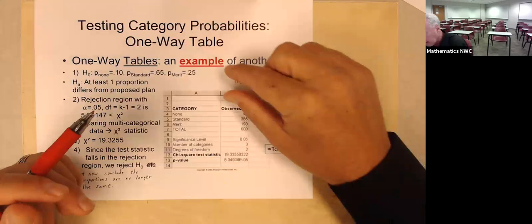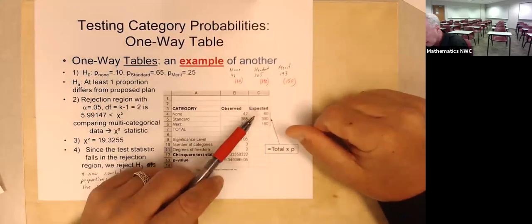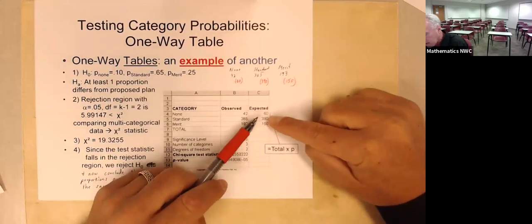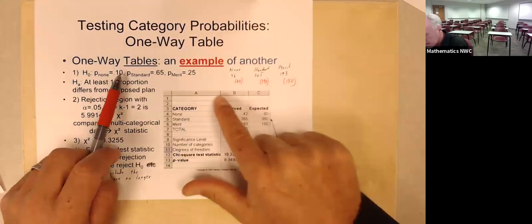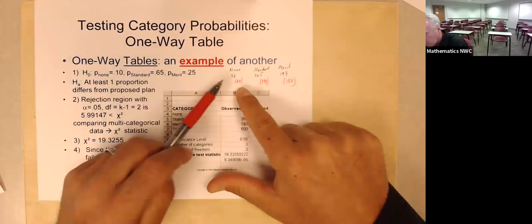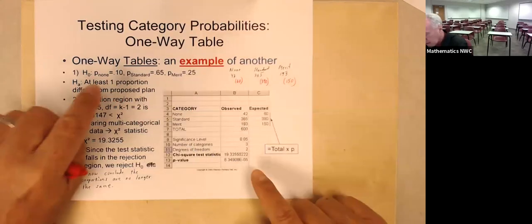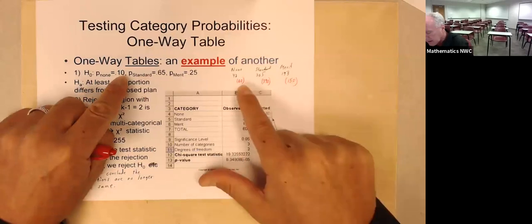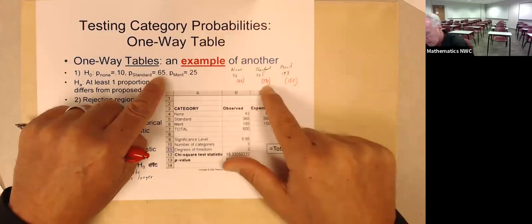So I expected something different. I didn't expect that they would all get 33%. I expected the none to get 10%. Where did that 60 come from? Well, 10% times the total, 600, is where the 60 came from. I expected standard to get 65%. 65% times 600 is where the 390 came from. Okay? Well, here goes our test.